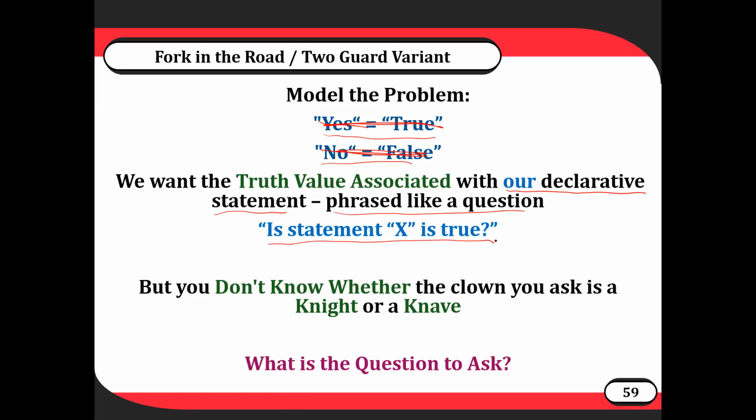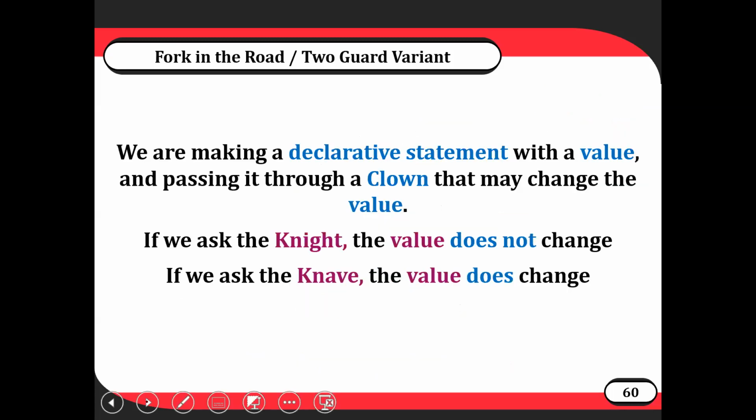But you don't know whether the clown you ask is a knight or a knave. So what is the question to ask? What we want to ask is basically, is the right-hand path safe to go down or is the left-hand path safe to go down? And we're going to ask one of the clowns, should we go this way? Is this safe? And they will answer yes or no. Or we can ask the other clown, is this safe? And they will answer yes or no. And then we're going to determine which way we should go.